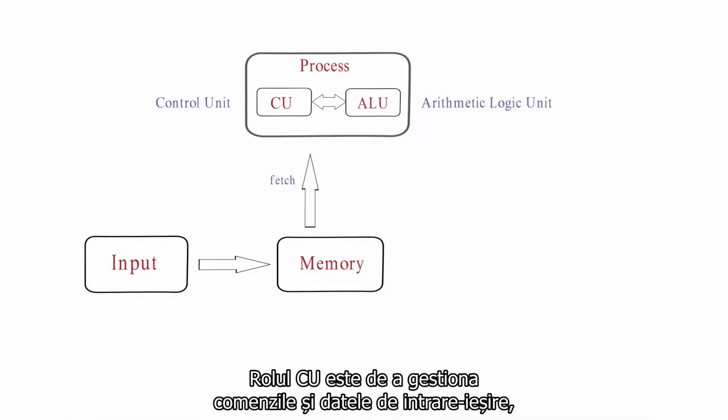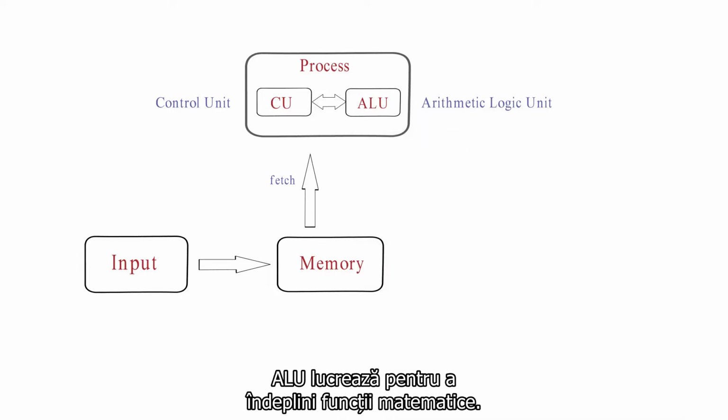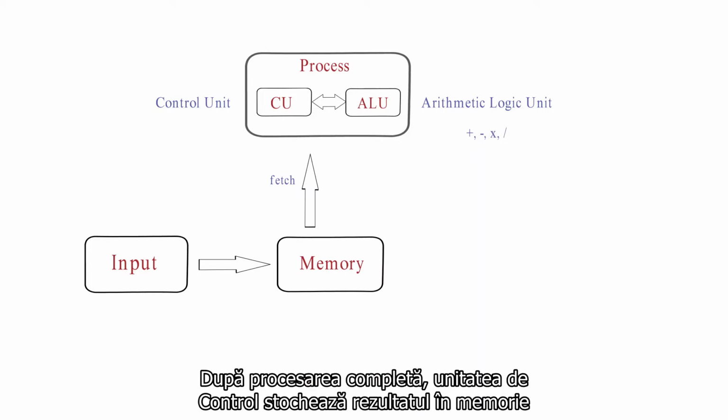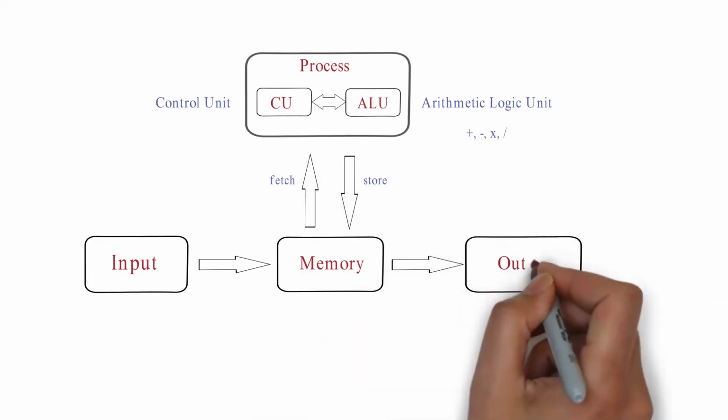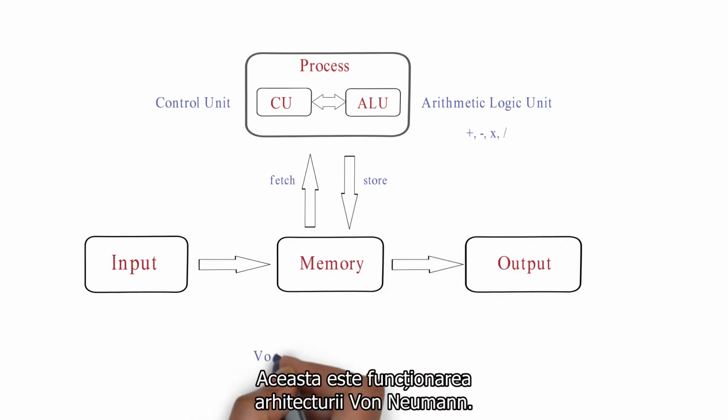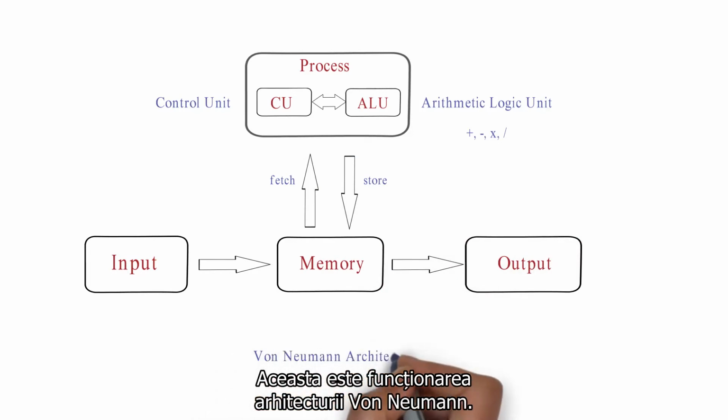The role of the CU is to manage the commands and input-output. The ALU works to perform mathematical functions. After processing is complete, the control unit stores the result in memory and displays the output. This is the working of von Neumann architecture.